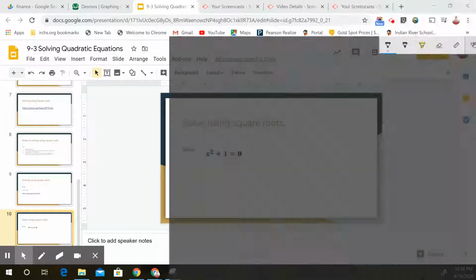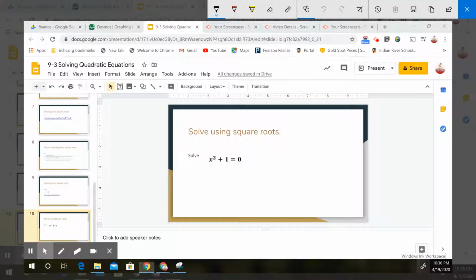All right, here's a problem where we've already gotten step one done. Y is already equal to 0 here. So we're simply just going to take this down to the next step, which is to solve this thing for x to find out where it crosses the x-axis. Now, x squared is equal to -1.